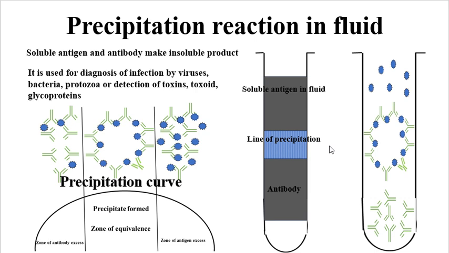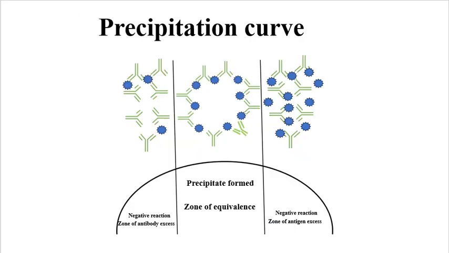This is the line of precipitation. It is used for diagnosis of infection by viruses, bacteria, protozoa, or detection of toxins, toxoid, glycoproteins. And here, this is very clear, the precipitation curve, as the precipitation takes place at the site of equilibrium or zone of equivalence. So the number of antibodies here is equal to the number of antigens, and this will lead to lattice formation. However, in zone of antibody excess, the reaction is negative, and in zone of antigen excess, the reaction is also negative.